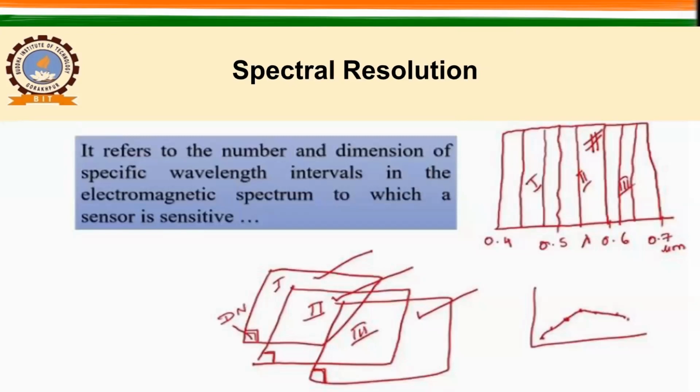The other one is spectral resolution. So next one is your spectral resolution. Here, spectral resolution refers to the number and dimension of a specific wavelength interval in the electromagnetic spectrum to which our sensor is sensitive. So here you can understand, if our wavelength is starting from 0.4, see, I have shown you 0.4, then 0.5, 0.6, and 0.7 micrometer, starting from 0.4 to 0.7 micrometer.